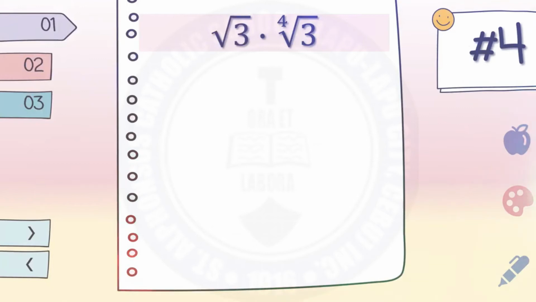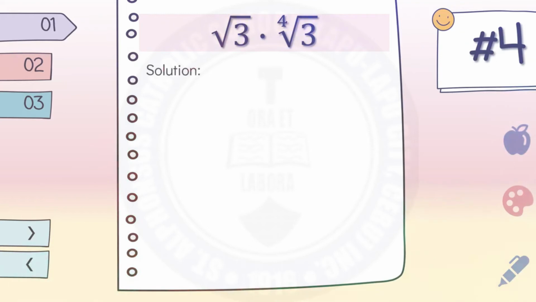Number 4. Square root of 3 times the fourth root of 3. Obviously, you cannot just simply multiply the radicands since the indices are not the same. We have here an index of 2 and an index of 4. In this case, express each term into an expression with rational exponent, then simplify.